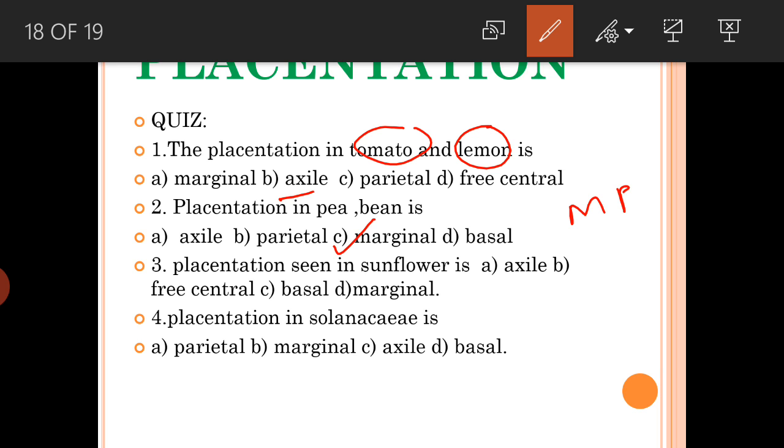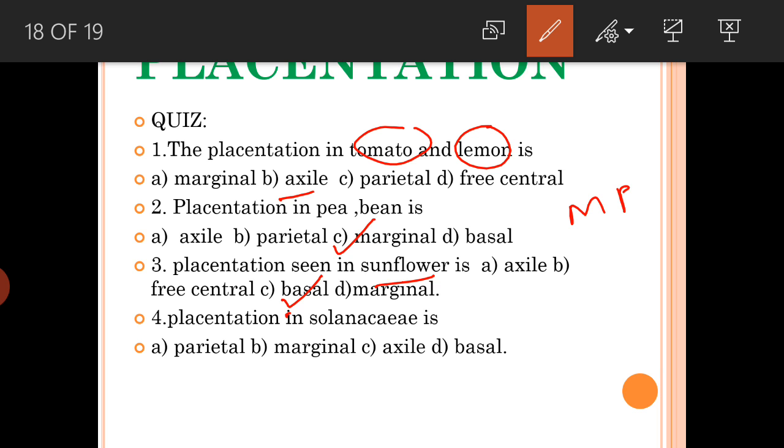The third question is the placentation seen in sunflower. So here, to remember the sunflower: sunflower and marigold are the beautiful flowers. So here sunflower is given. Beautiful, B, is for basal. So the right answer is basal.